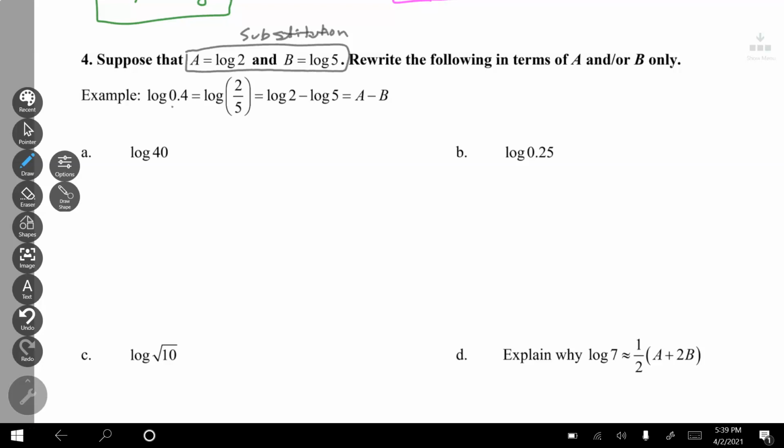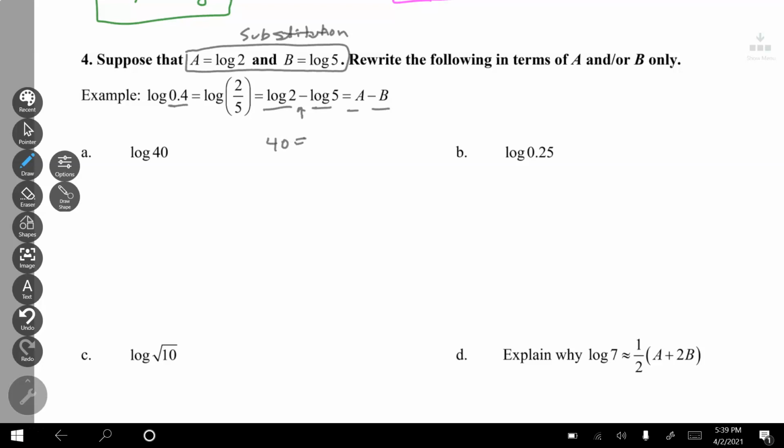So I have to rewrite things using 2's and 5's. When I see the decimal 0.4, log of 0.4 becomes log of the fraction 2 over 5, but since I'm dividing, I can split it up into subtraction: log of 2 minus log of 5. Then log of 2 becomes A, and log of 5 becomes B, and I get the whole thing A minus B.